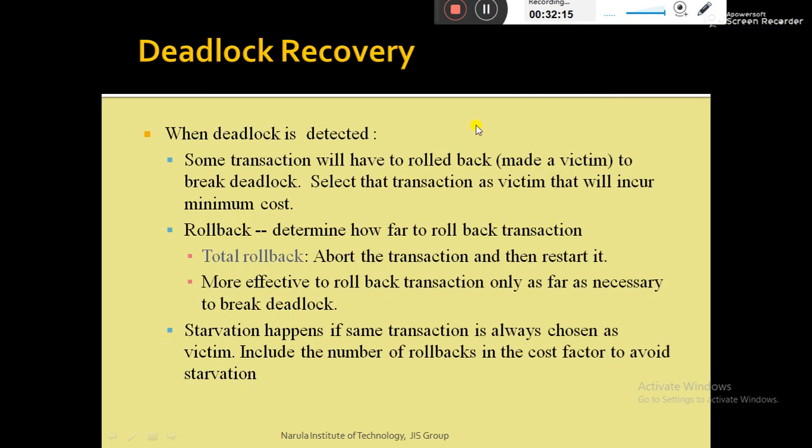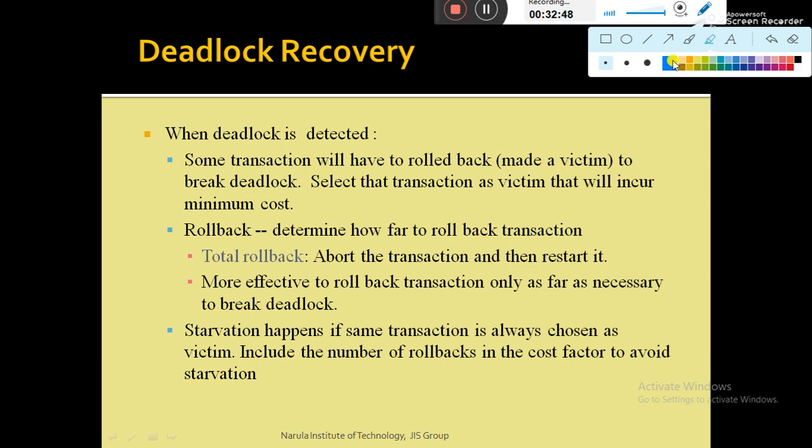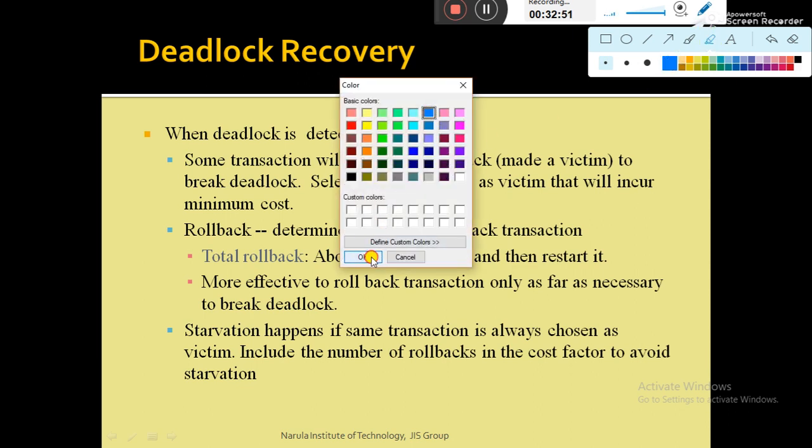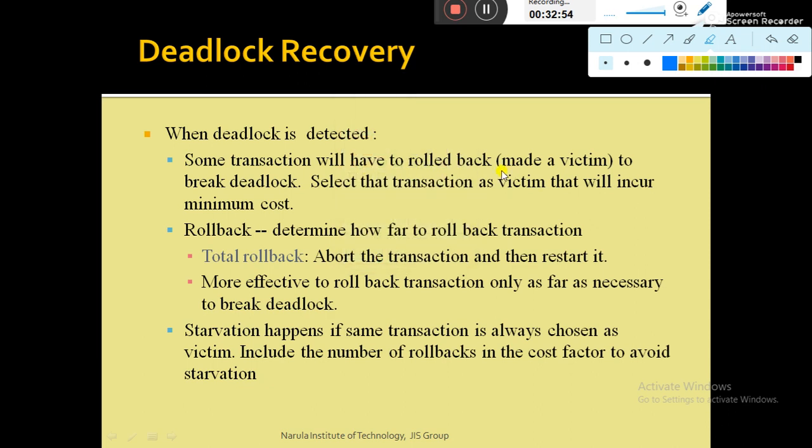The next is deadlock recovery. Once the deadlock has been identified, then we have to recover from deadlock. So first what we have to do is select a victim, meaning which particular transaction or set of transactions needs to be rolled back. So this is the first step. Once the deadlock has been detected, we have to select the transaction or transactions that need to be rolled back, and they are known as victims.